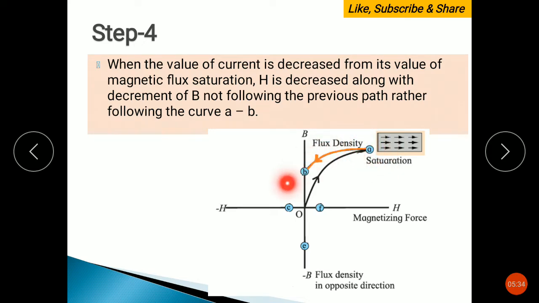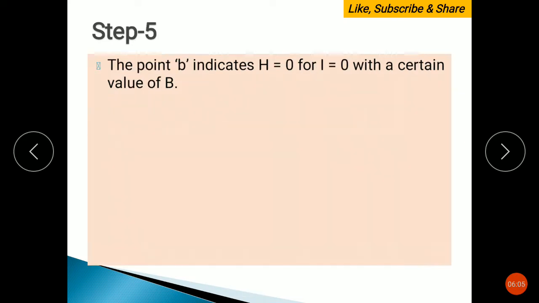Now decrease the current from the maximum value to 0. When we decrease the current to 0, the external magnetic field also decreases and the magnetic field produced by the material also decreases. But this decreasing graph will not follow the same path. The graph followed by decreasing B and H is A to B. At point B, the external magnetic field H is 0 as the current is 0, but B is not 0. Why is B not 0?